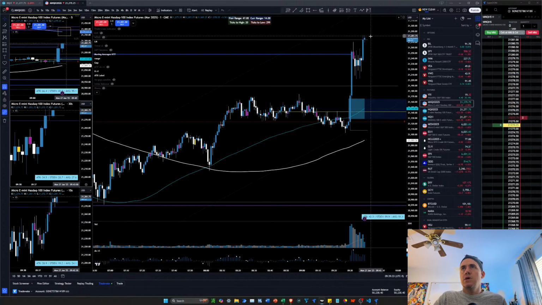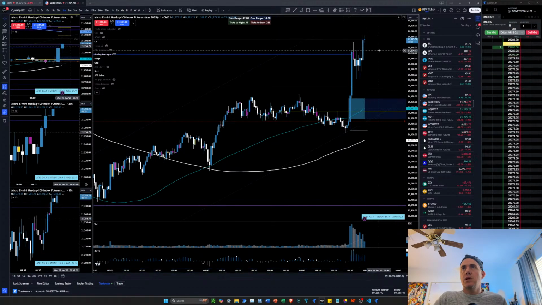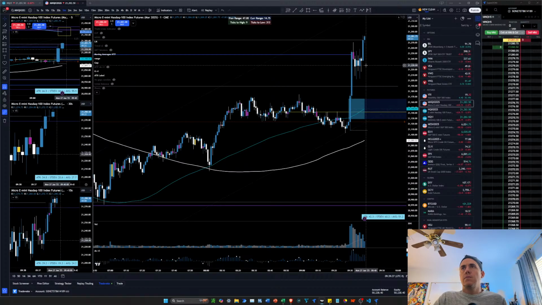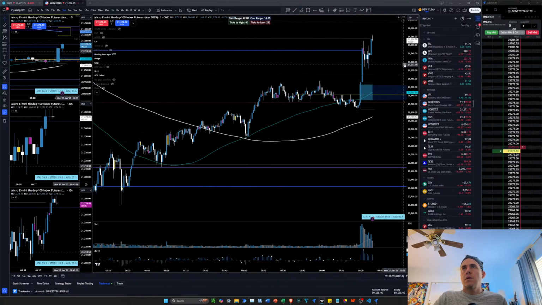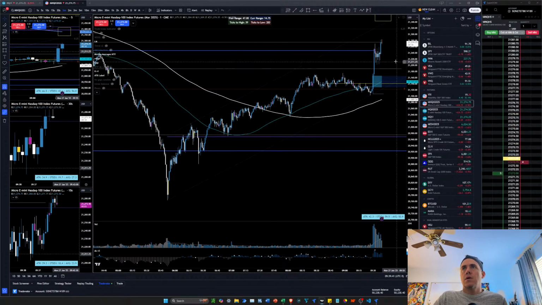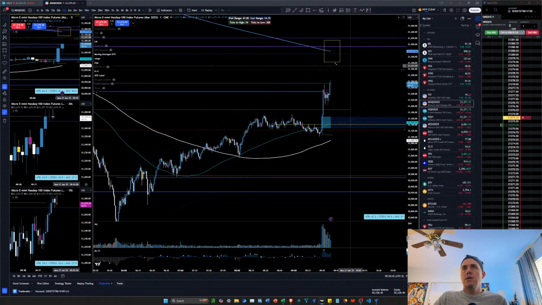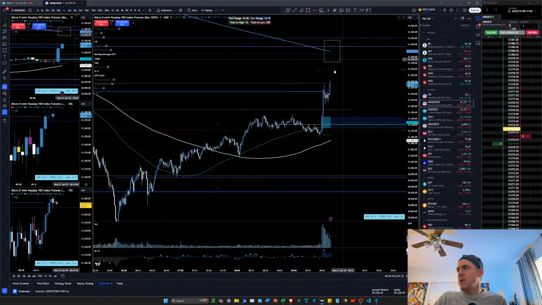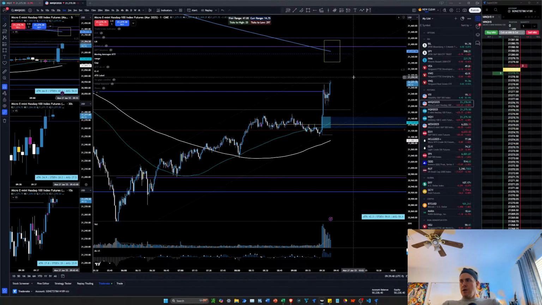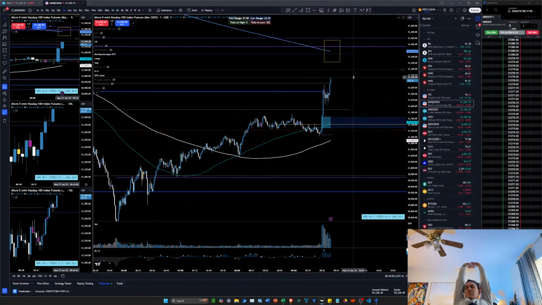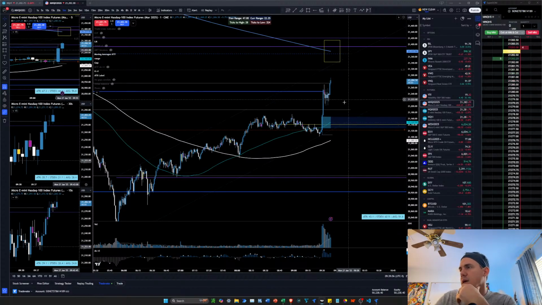Not going to be too eager to get short at this liquidity. Again, this is the level that I like a short from, up here. I wonder what the lag is on this stream.